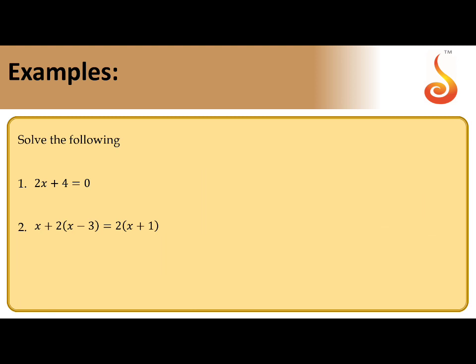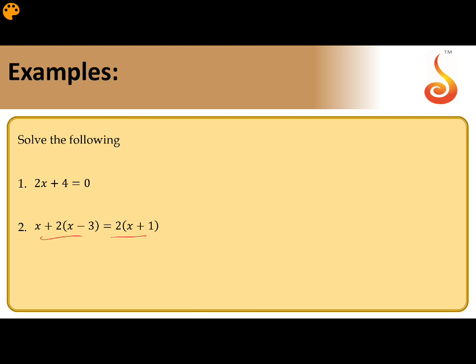Next, we will do some simple examples with linear type equations. Just read the question. The first question is 2x + 4 = 0. And the second one is (x + 2)(x - 3) = 2(x + 1). What I told you: 2x is one expression, this is another expression, and if they are joined by an equal sign, then that is called an equation. Now we are going to solve the equations.